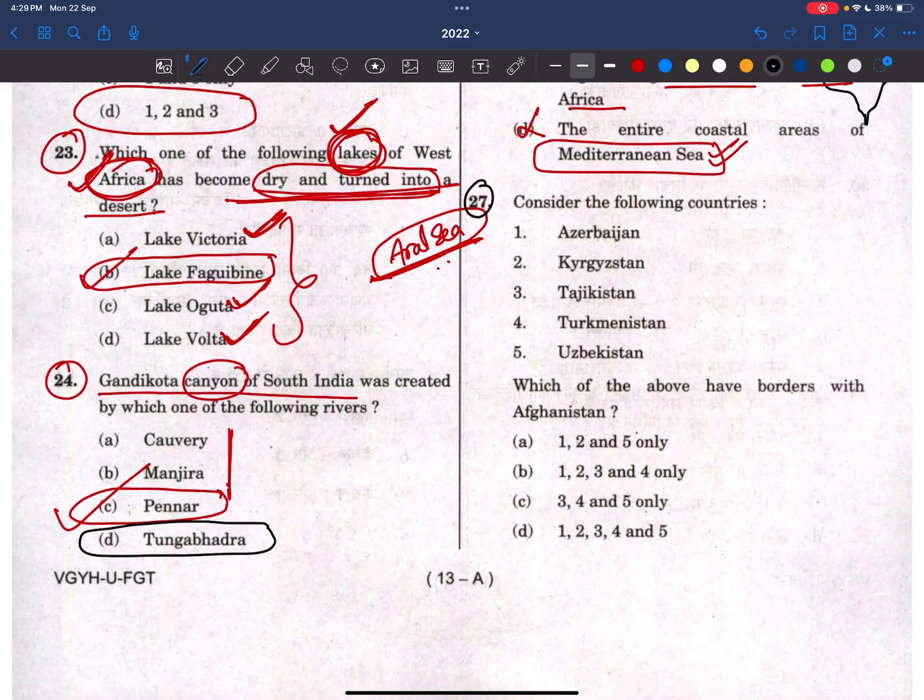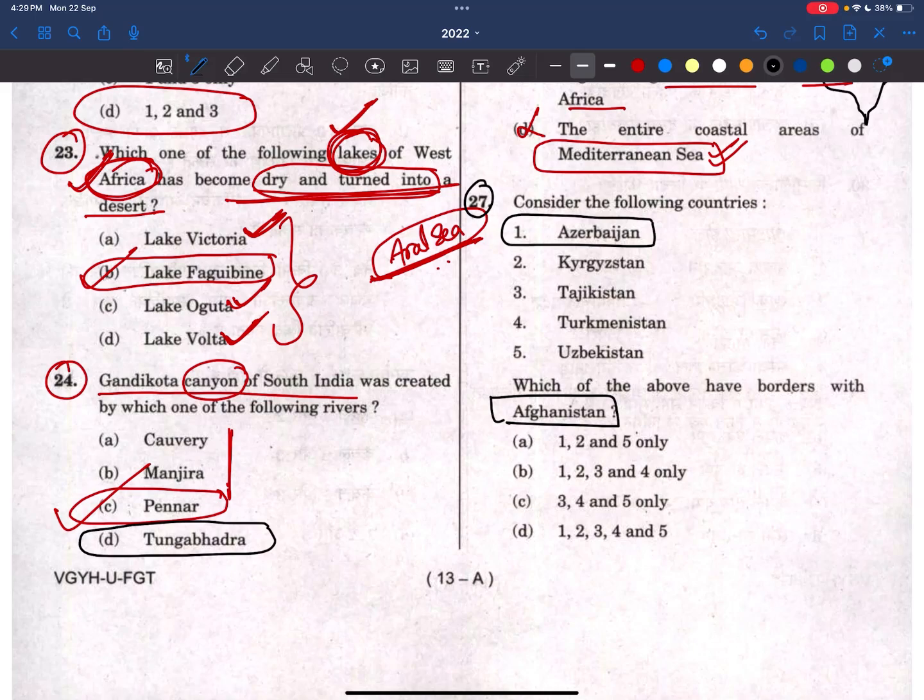So, coming to the 27th question, this is also an easy question only. Consider the following countries. Which of the above have borders with Afghanistan? We know Afghanistan is a landlocked country, right? And see here, Azerbaijan. It is on the western side of the Caspian Sea, a bordering state of the Caspian Sea. Of course, we remember, right? So this Azerbaijan will be at the top, not closer to Afghanistan.